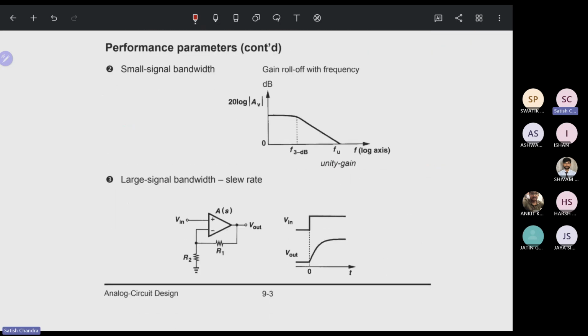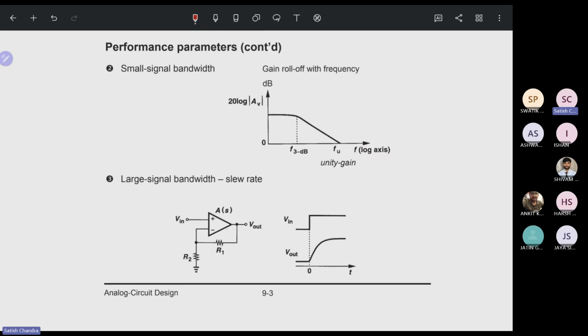So if you're going to look into the second performance parameter, that is the small signal bandwidth. After a 3 dB cutoff, what is going to happen? Until that point, we are achieving the unity gain. After that, it is going to roll off.